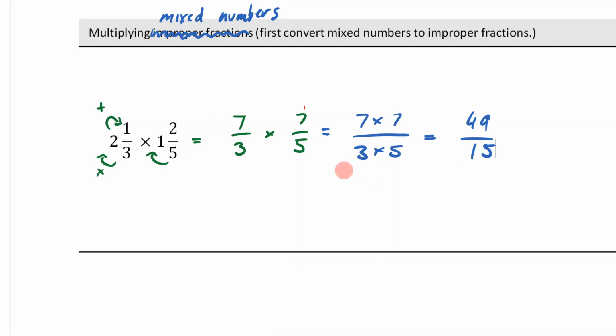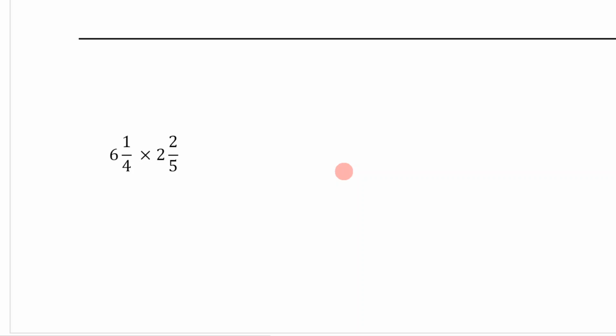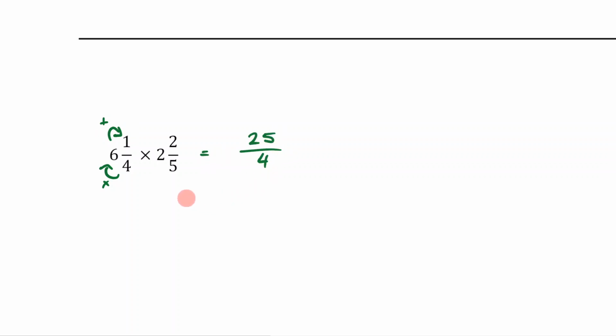All right, we've got one more example here, everyone. This one right here. So remember, when you're multiplying mixed numbers, the first thing that you do is you convert them to improper. So 6 4s are 24, plus 1 is 25. And then after I've done that, I'm going to go 5 times 2 is 10, plus 2 is 12. And that's multiplying, so 12 on 5.